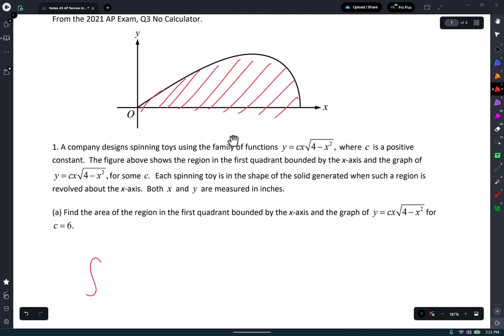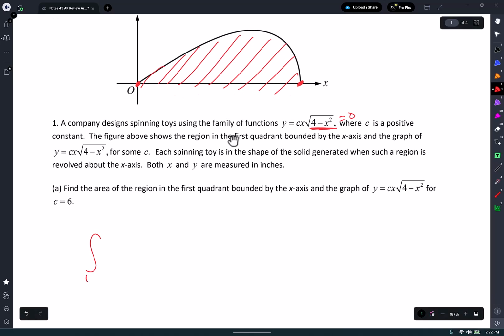From what to what? They don't tell you from where, but notice the inside expression, 4 minus x squared. If I set this equal to 0, why am I doing that? The y value is 0 there, and the y value is 0 here. You guys notice that? So the domain is from 0 to 2, because 2 squared is 4, 4 minus 4 is 0, square root of 0 is 0. So I'm going to start at 0 and end at 2. Does that make sense, guys? And then they already told me what c is. C is 6. So you're going to write 6x square root of 4 minus x squared with a dx.